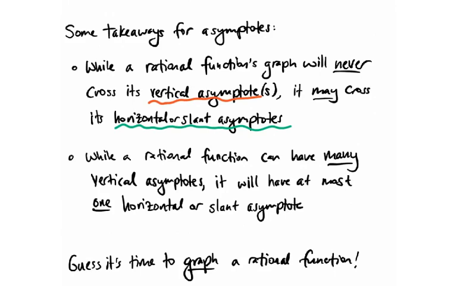Another thing is, while a rational function can have many vertical asymptotes, just based on how complex the denominator is, there could be 1 or 2 or 3, there will be at most one horizontal or slant asymptote. And that's based on the 3 cases that we learned in this video. So it is time to graph a rational function for ourselves. Let's hold off until the next video.